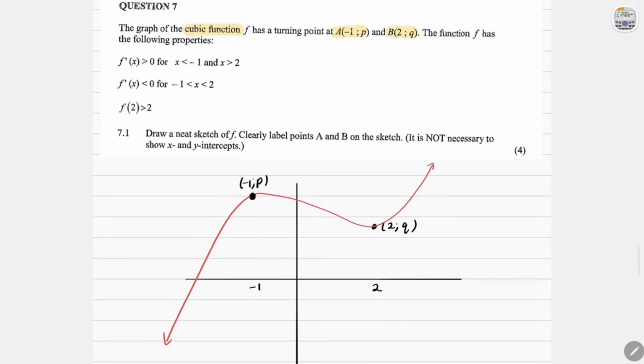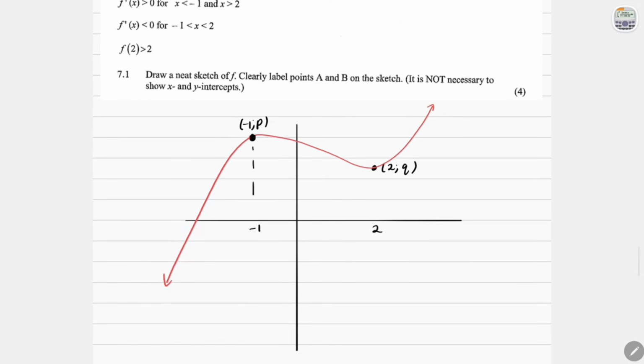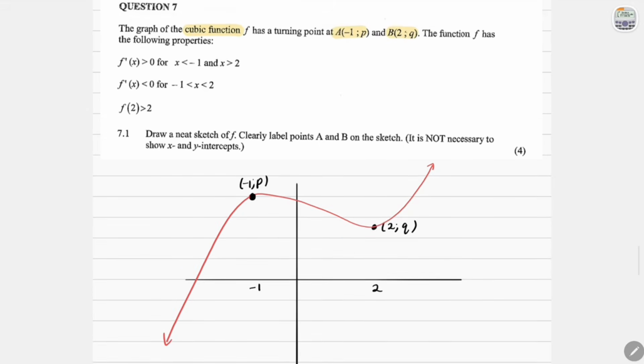And they already told us that it is increasing or has positive gradients where x is less than -1 but greater than 2. You see, if you go to -1, values less than -1, you see how this graph is increasing. You always read moving from left to right. Okay, so if you move up like that, that's increasing. Then here it's decreasing when it's between -1 and 2. And then here it's increasing where it is greater than 2.